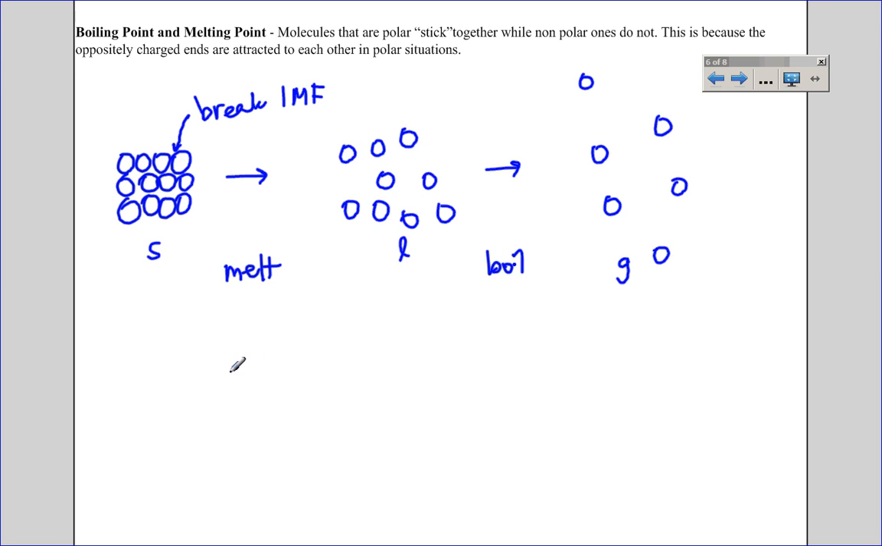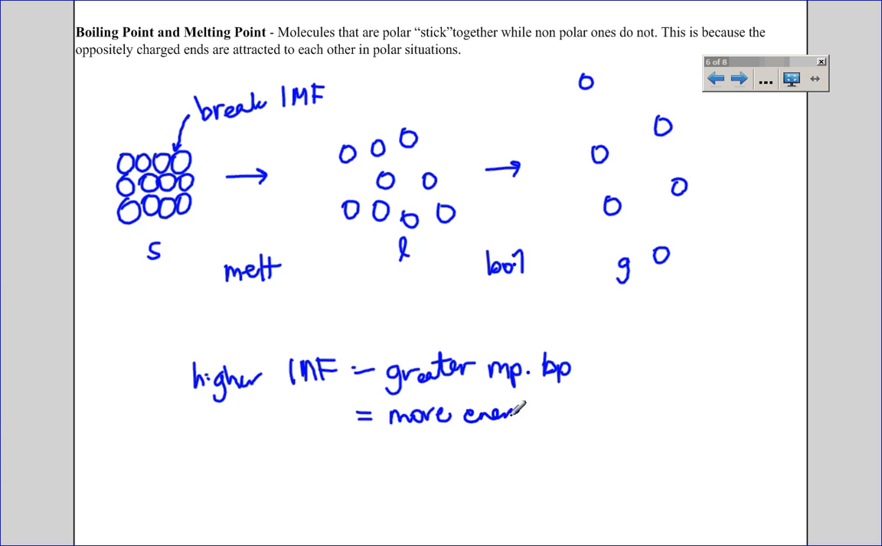So therefore, in our discussion of melting and boiling points, in order to compare them, the higher the intermolecular forces, the greater the boiling point or the melting point. Because we will need more energy in order to break those intermolecular forces. So a higher temperature is needed.